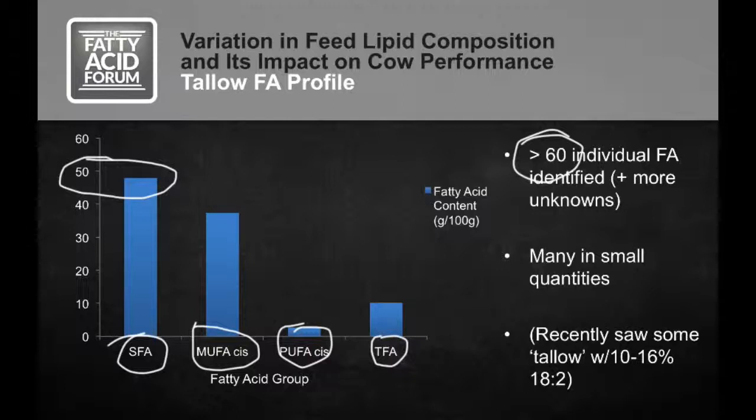many of which we don't know what biological effects they may have. And then finally, we recently saw some commercial analysis of tallows, where it came back saying that those tallows contain 10 to 16% linoleic acid, which would be a concern if we're not knowing what accurate values we have for that specific tallow, for example, that we may be feeding. So that's very high levels of polyunsaturated fatty acid in tallow.